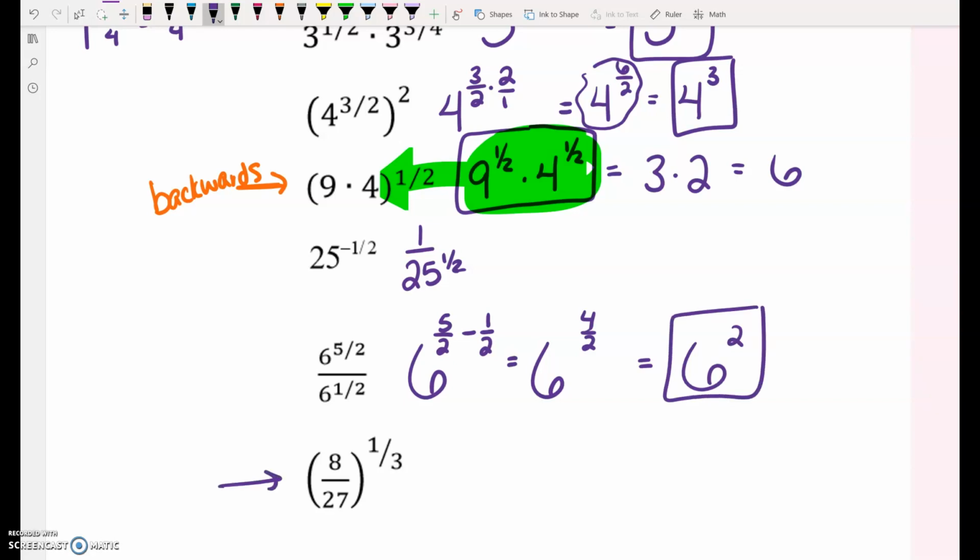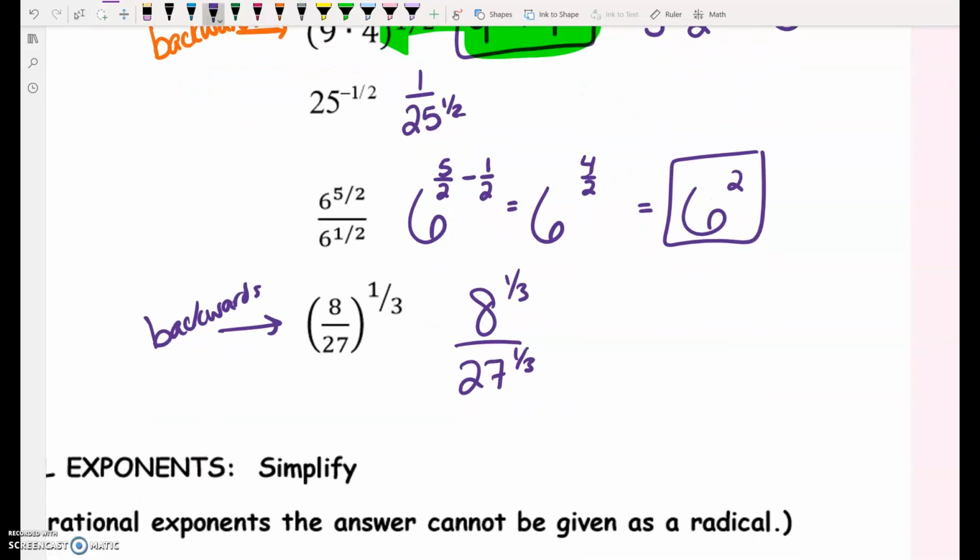This is another property that we will often use backwards. This is 8 to the 1/3 over 27 to the 1/3. Now, I certainly don't expect you to know this, but 8 and 27 are both perfect cubes. So 8 to the 1/3 is really 2, and 27 to the 1/3 is really 3. So that's really the fraction 2/3. But this is the property that we're trying to illustrate, so that's really what I care about.